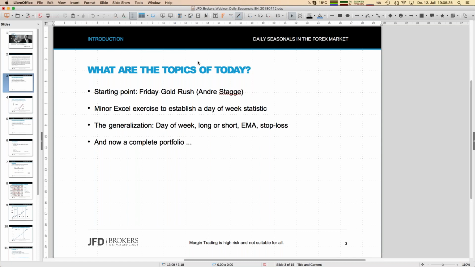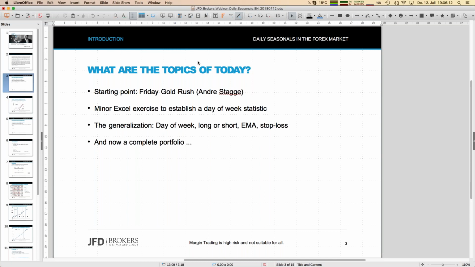What we will then do is really start from scratch. We start with a plain, empty Excel sheet, and it only takes 5 minutes to establish an Excel sheet which really shows that kind of statistics. We are then prepared to investigate any other underlying, and I will demonstrate how quick and easy you can do those things on your own. Therefore I call it simply a minor Excel exercise to establish that kind of statistics.